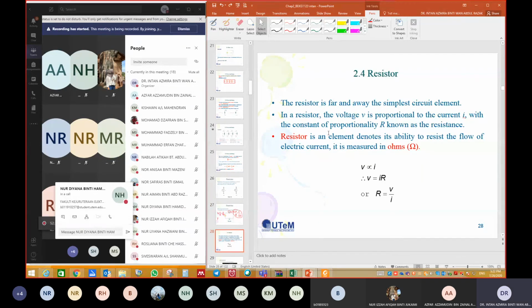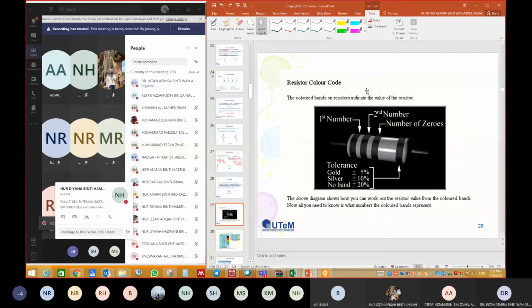Resistor. Resistor color code. We have 4 bands for a resistor. This is the first band. It represents the first number, the second band the second number, the third band is the number of zeros, and the last band is the tolerance. We have 5, 10, and 20% tolerance.